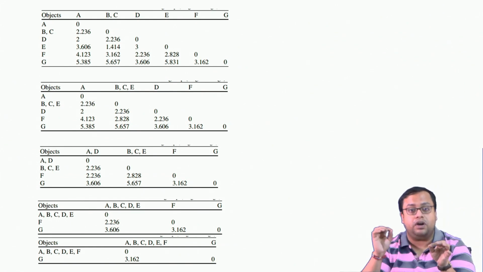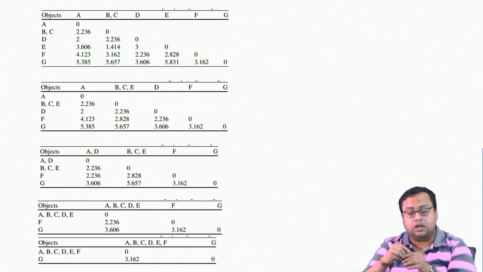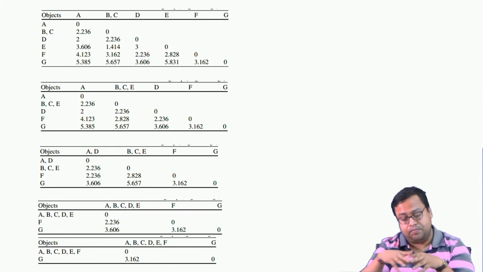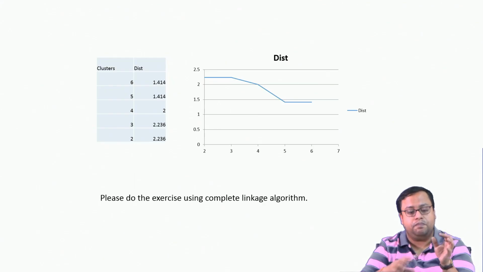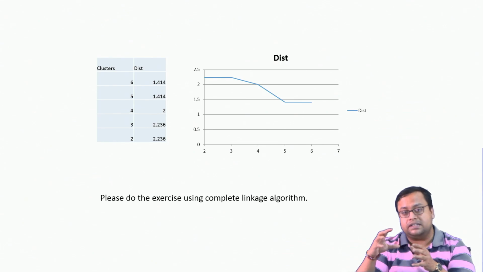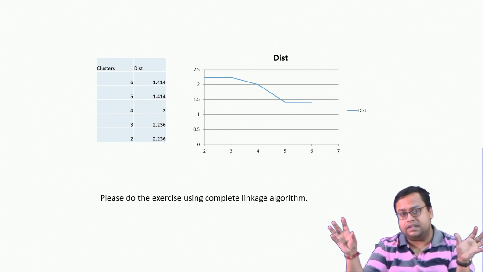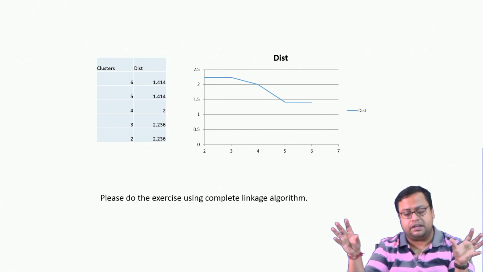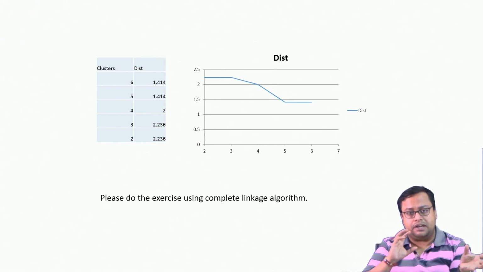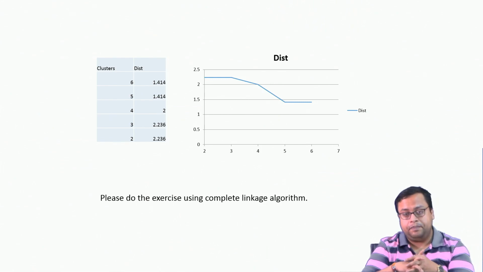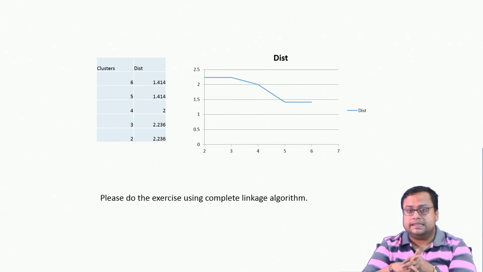So, there has to be a point when I will stop. Should I stop at 4 segments, 3 segments, 2 segments, where will I stop? That is something that is important. To do that, we plot. We see that when we jumped from 7 to 6, initially everybody was in separate clusters, the distance covered was 1.414. And then when we jumped from 6 to 5, again the distance covered was 1.414.